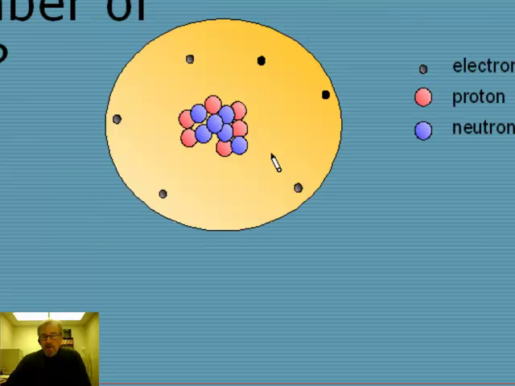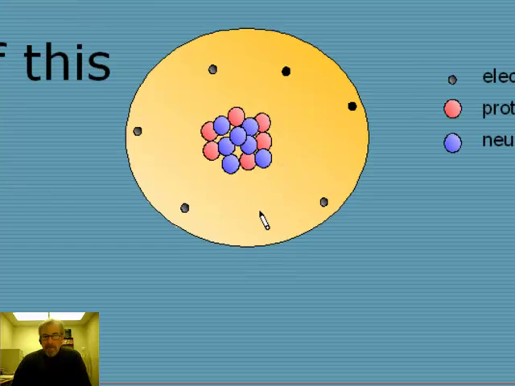So what's the mass number of this atom here? Well, it's an atom of carbon. We can see that because it's got 1, 2, 3, 4, 5, 6 protons. It's also got 1, 2, 3, 4, 5, 6 neutrons. So the mass number of this particular atom is 6 for the protons plus 6 for the neutrons, or 12.